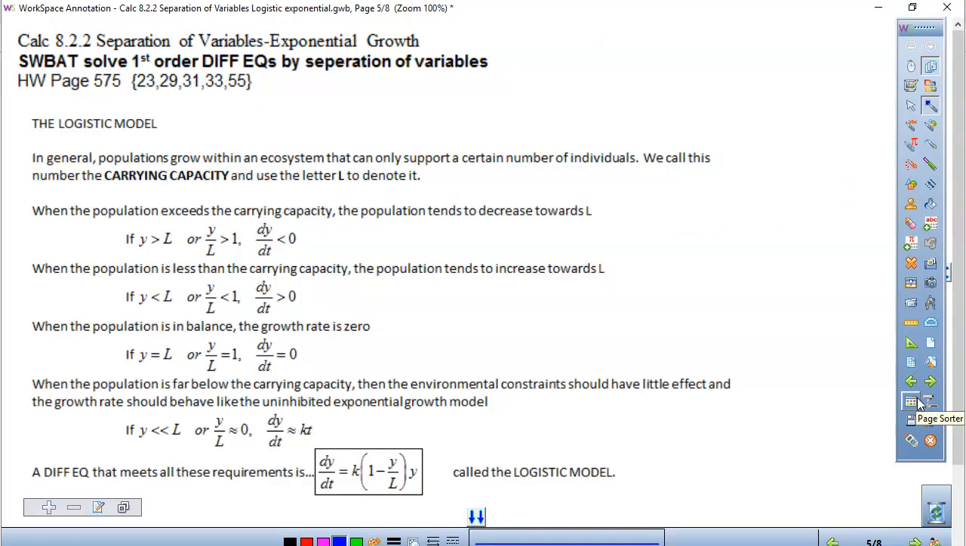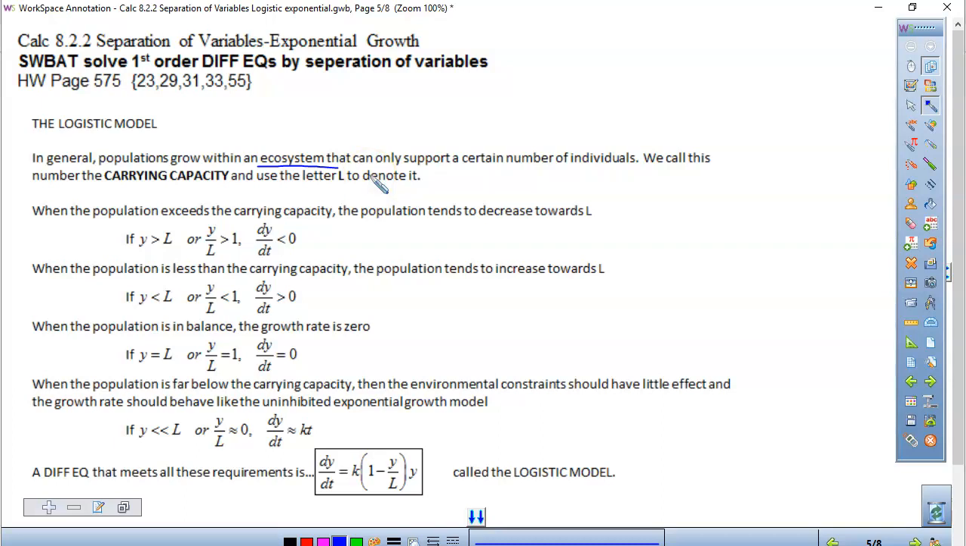So, no calculus involved yet. That's just algebra 2, right? Now we're going to talk about a logistic model, which is what the intro video yesterday covered. In general, populations grow within an ecosystem that can only support a certain amount of individuals.